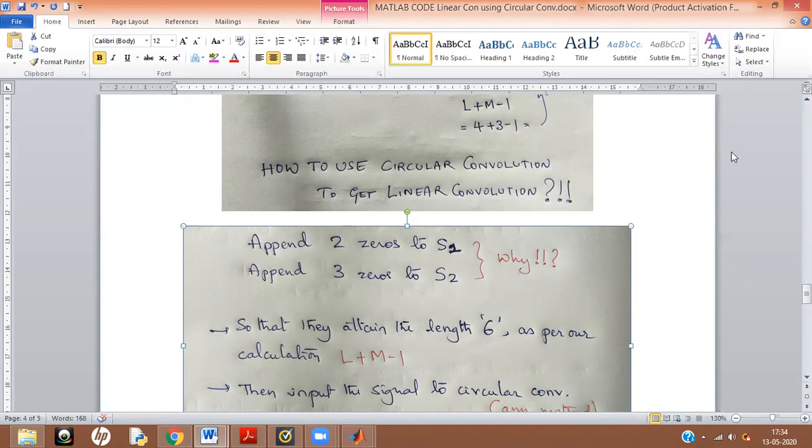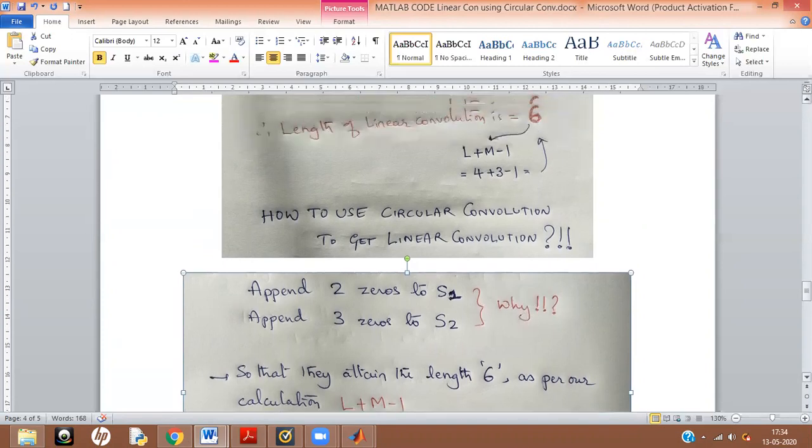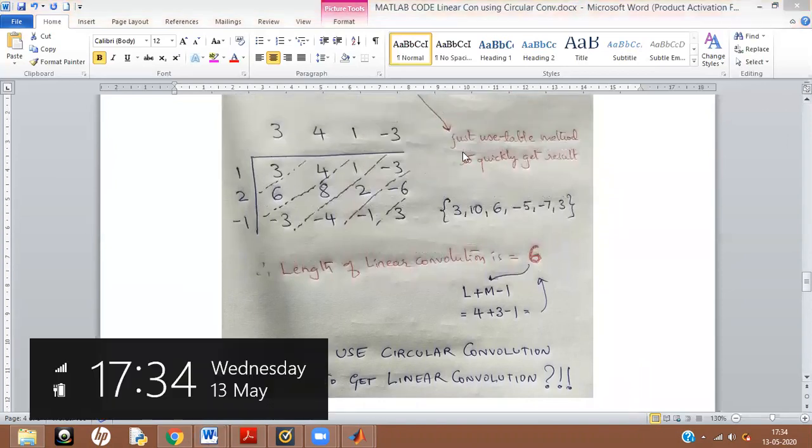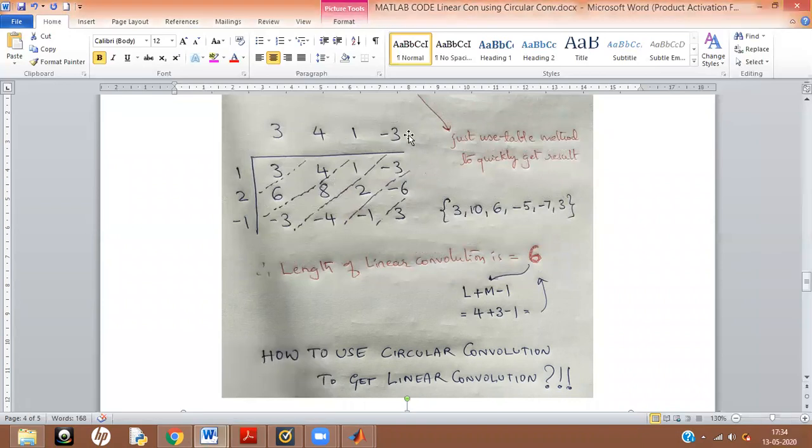Why? You can see here, S1 has a length of 4. If you append two zeros, it will become 6, because 4 plus 2 is 6. And if you append three zeros to the other signal, it will be 3 plus 3, which is 6. So you are going to make the length of this signal as well as this signal equal to 6.